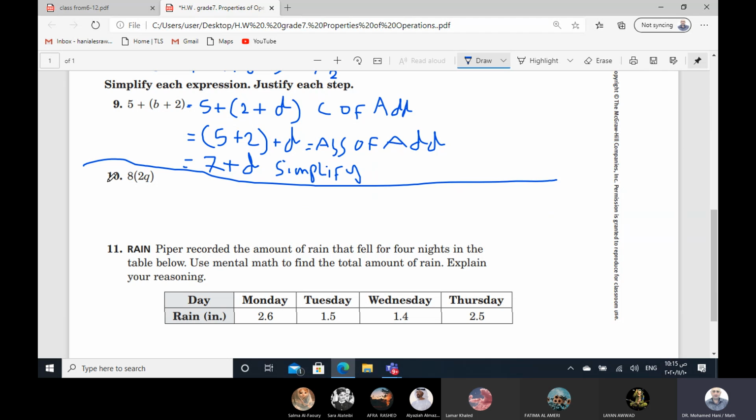Okay, number 10, 8 times between parentheses 2Q. We can change the place of parentheses. We can write 8 times 2 times Q. The name of this property, associative of multiplication. Then 8 times 2 will be 16Q. 16Q. The name here will be simplified.